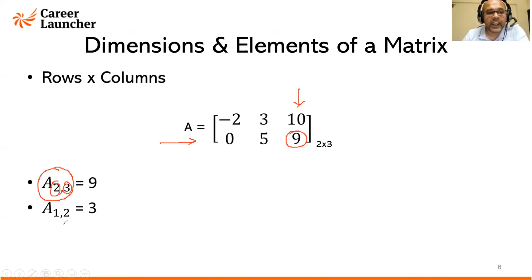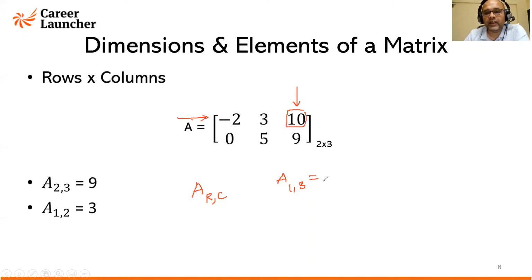Similarly, if I write A1,2, what am I referring to? I am referring to the first row and second column, the element 3. So if you want to write a particular element, the way to write it is A, row, comma, column. And the intersection of the row and the column gives you the element that you want. So if I write A1,3, it is the first row and the third column, which is the element 10. So this is how you designate elements, or you write elements.